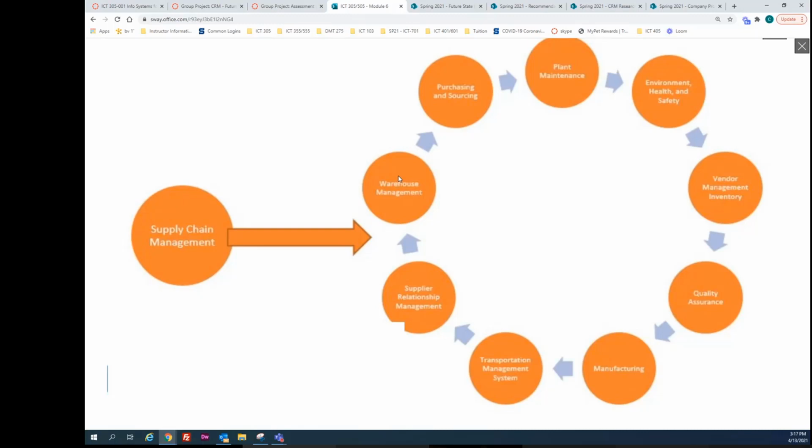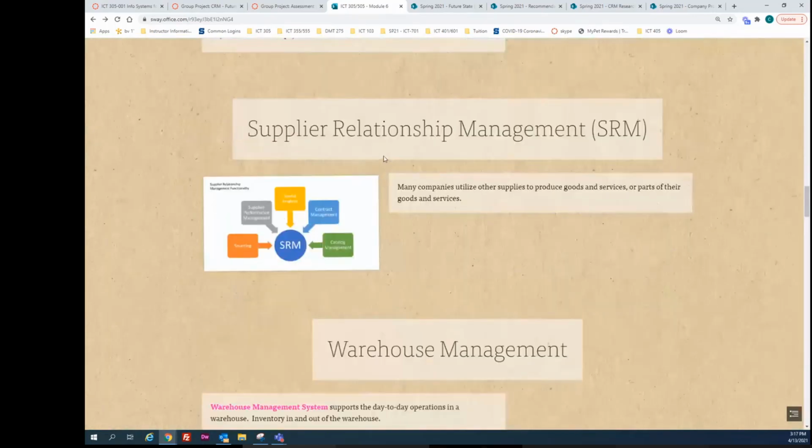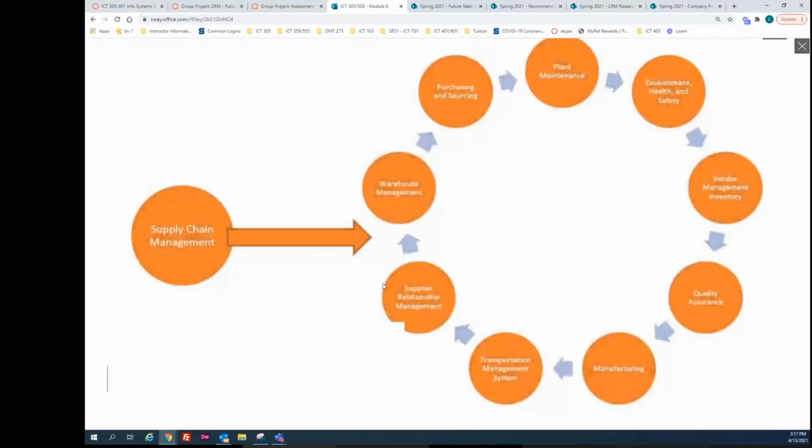So let's talk a little bit about what each one of these are. Again, I'm not going to go into as much detail as the book does because I just want you to become familiarized with the supply chain management process and why it's needed. So first part, the supplier relationship management. We've talked about this and they are up here. Here they are right here.